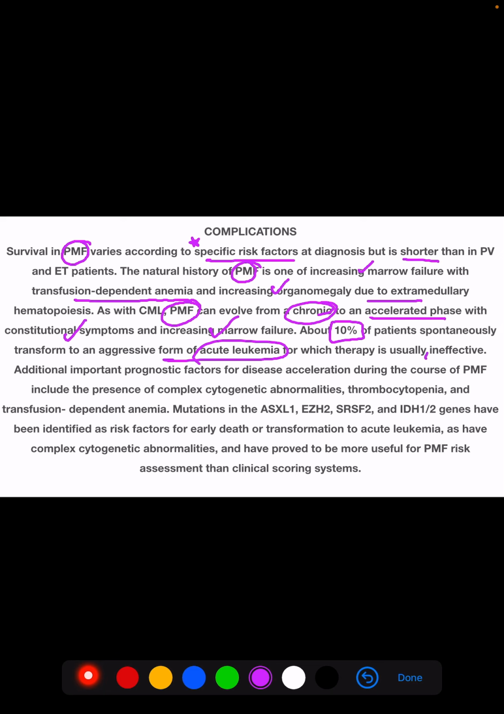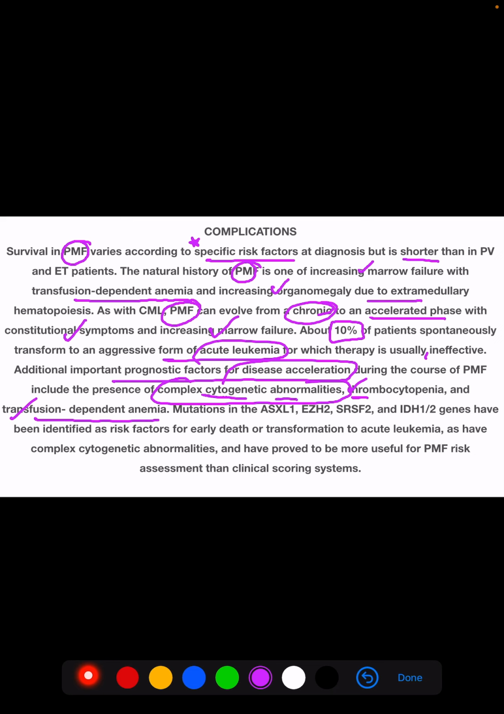What are the additional important prognostic factors for disease acceleration? Complex cytogenetic abnormalities, thrombocytopenia, and transfusion dependent anemia.